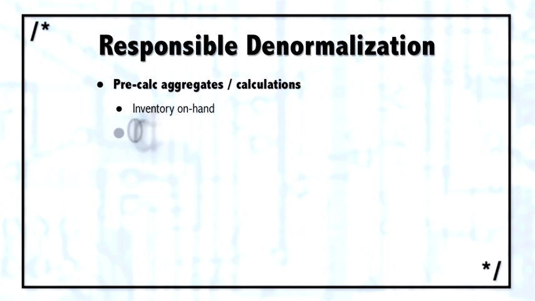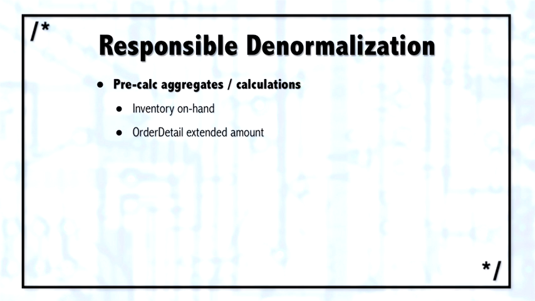Some examples of how you can responsibly denormalize, improve performance of the database, and even improve the integrity of the data is to denormalize inventory on hand calculations, pre-calculate some aggregates. For example, in the order detail table, it could be argued that because we have the quantity and because we have the individual item price, that we're storing duplicate data if we calculate that out and store the extended amount. But doing so would make it much easier to sort and do aggregates and to work with that data later.